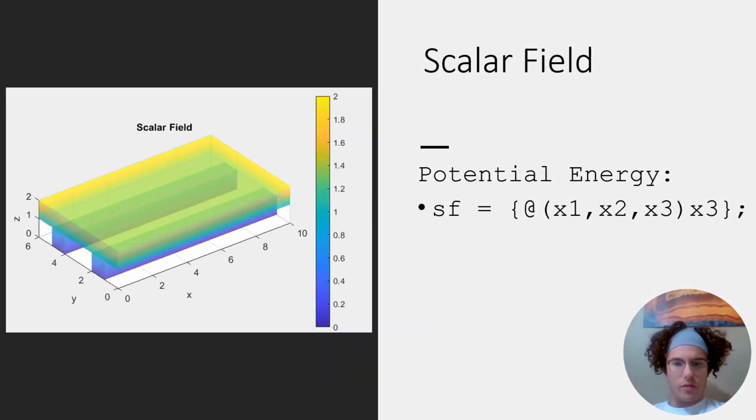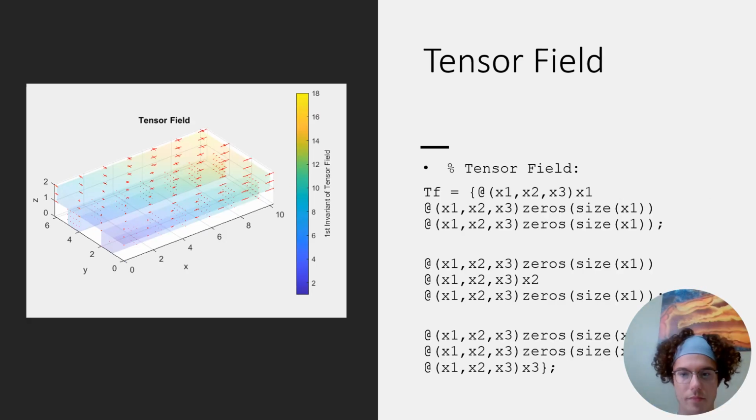For our scalar field, I chose to plot just the potential energy of the material for our double T beam. And so as you can see, as we go up in the beam, or in our double T, we increase the potential energy for our scalar field.